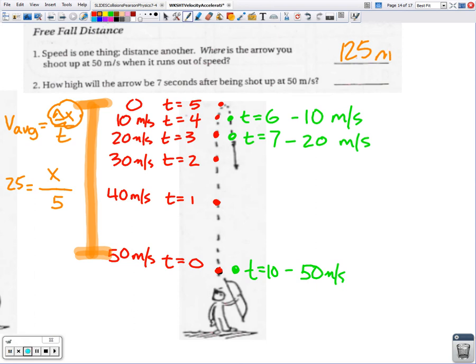That's completely unrealistic, by the way. You can't shoot an arrow at 50 meters per second. Isn't that really slow? No, it's pretty fast. It goes, feet per second. Yeah. If you go, that's 50 of these every second.